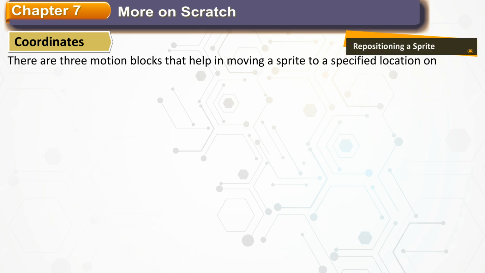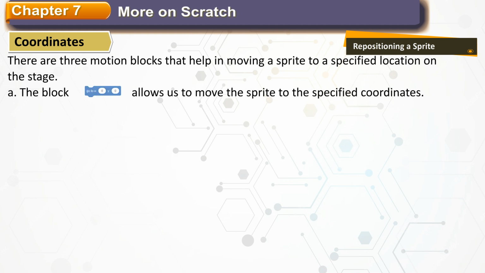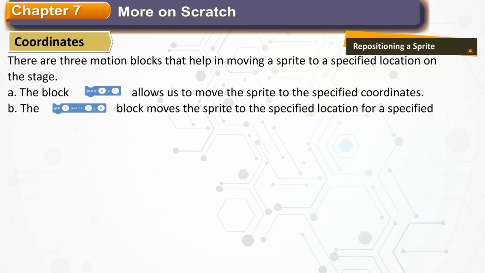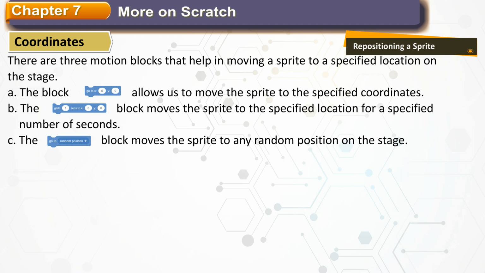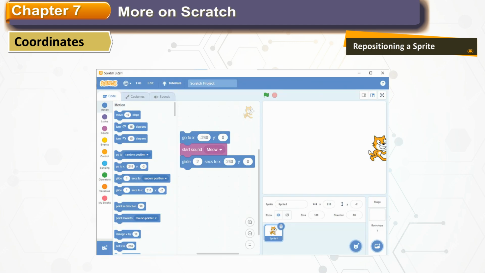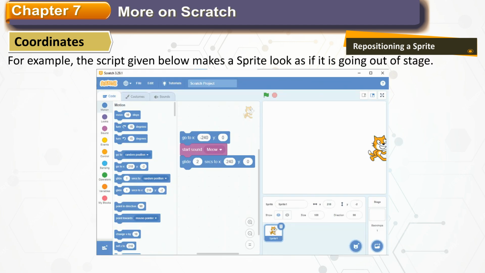Repositioning a sprite. There are three motion blocks that help in moving a sprite to a specified location on the stage. A. The block allows us to move the sprite to the specified coordinates. B. The block moves the sprite to the specified location for a specified number of seconds. C. The block moves the sprite to any random position on the stage. For example, the script given below makes a sprite look as if it is going out of stage.